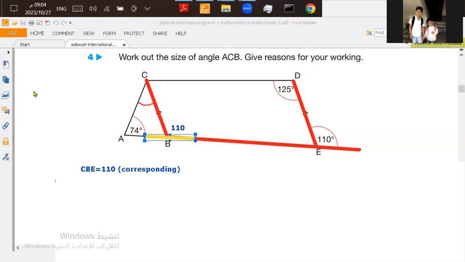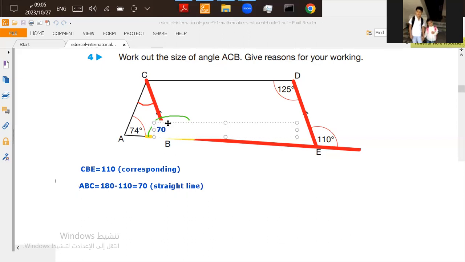So straight line angles add up to 180. It means I can find the angle inside this one by subtracting 110 from 180. And the reason is straight line. So I'm going to say ABC equals 180 minus 110, and the answer will be 70. And the reason, as we said, is straight line. We have to focus on the reasons and write each reason for each step. So this is 70.